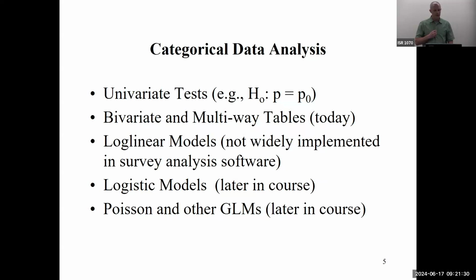All right, so categorical data analysis, all different kinds of approaches that we could use to analyze categorical data. So we can start with univariate or single variable analyses and tests. So for example, a test of the null hypothesis that a given proportion is equal to some hypothesized value. Okay, how can we go about doing that for a single proportion of interest? Today, we'll be talking about bivariate and multi-way tables involving categorical data. Okay, how can we make sense of those?